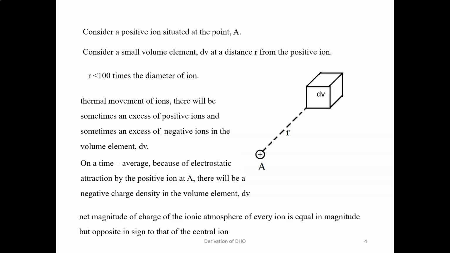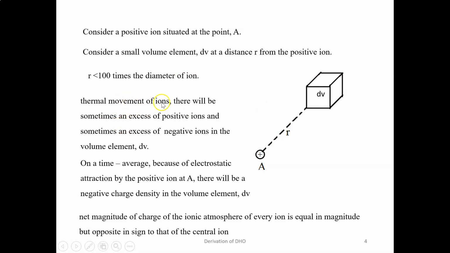Consider a positive ion situated at a point A, and consider a small volume element dV at a distance r from the positive ion. This r is very much less than the diameter of the ion, about 100 times less.